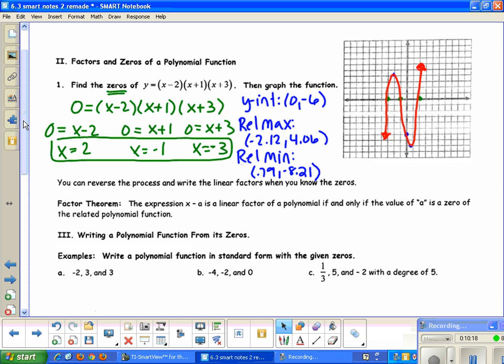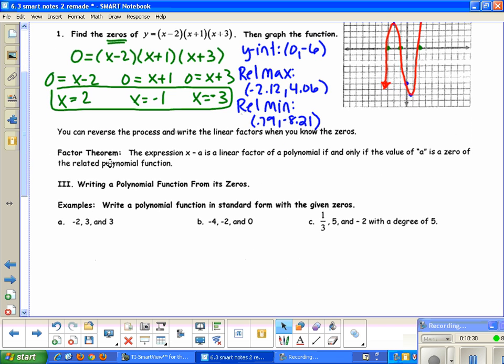Now, you can reverse this process and write the linear factors when you know the zeros of your equation. So from here, we found the zeros. Now, if I know these zeros, I can go backwards and write the equation, is what that's saying. So we can do this by using the factor theorem. The expression x minus a is a linear factor of a polynomial if and only if the value of a is a zero of the related polynomial function.